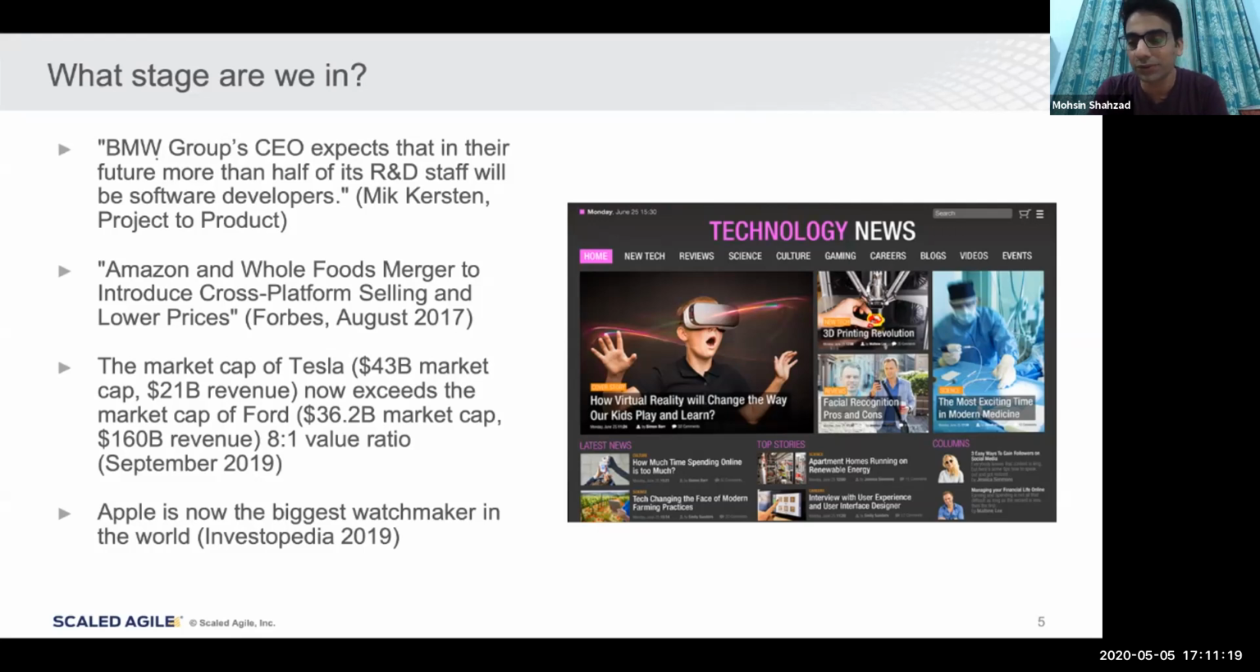They don't have their own warehouses, but they are the biggest sellers and a multi-billion-dollar company. Similarly, Tesla, the electric cars, their revenue now exceeds that of Ford. And the most important part, Apple is the biggest watchmaker in the world. No one could even expect that.